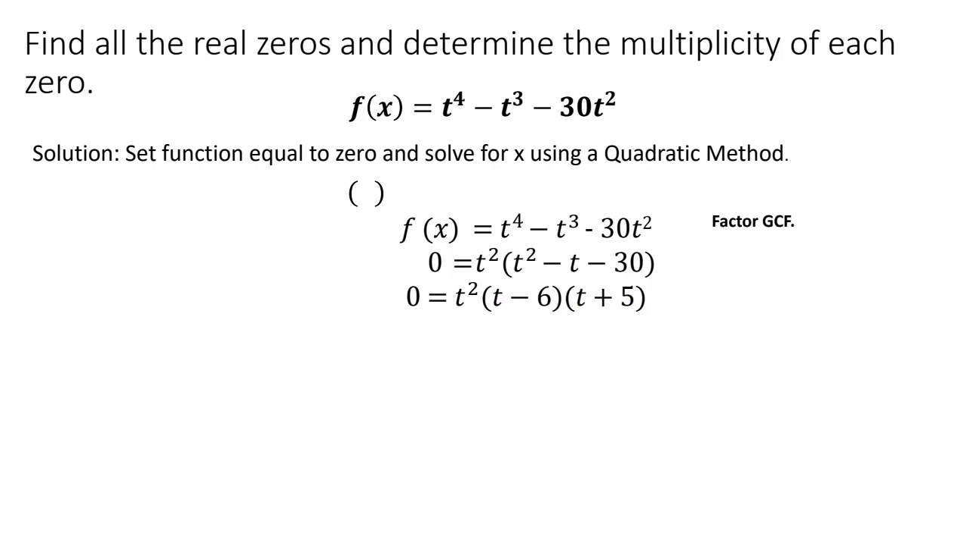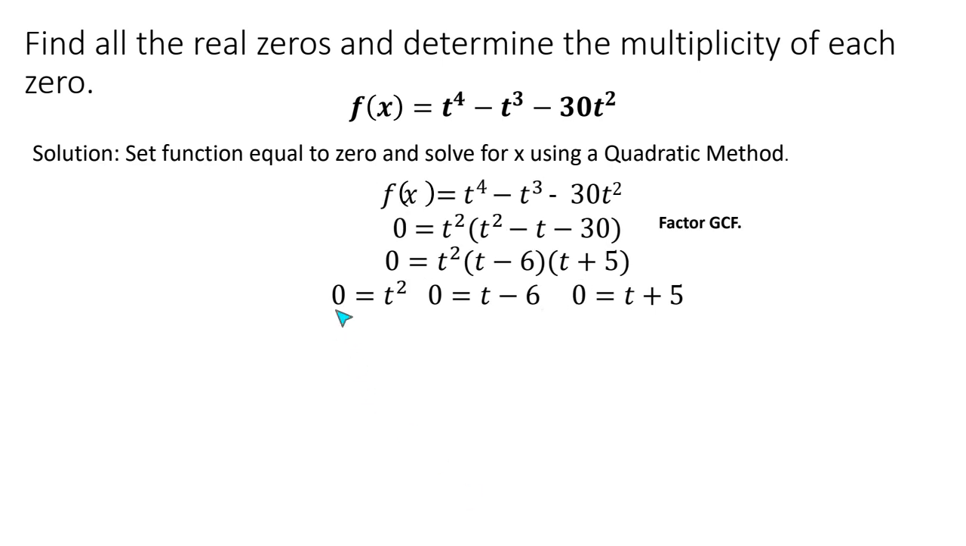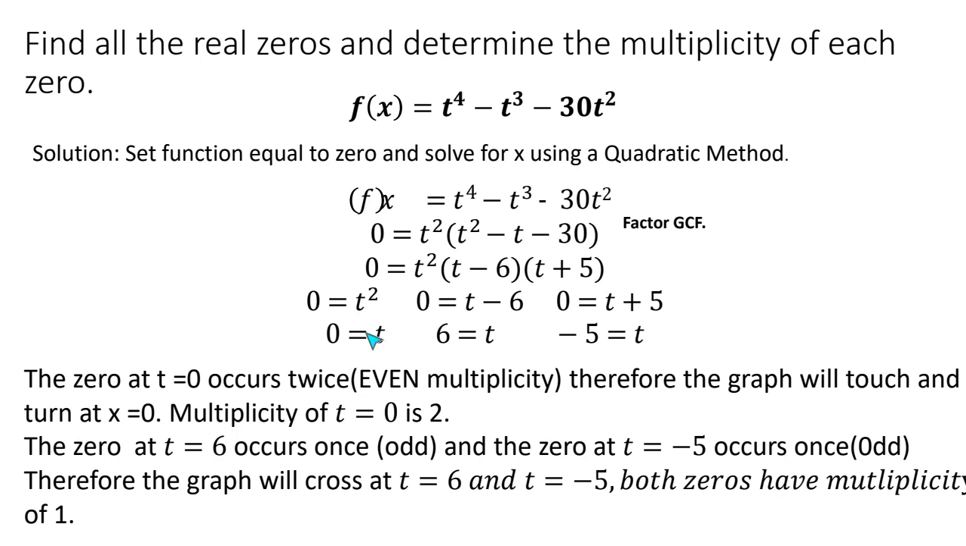Now I can set each factor equal to 0. So 0 is equal to t squared, 0 is equal to t minus 6, and 0 is equal to t plus 5. If I solve for t, on the first one we get t is equal to 0. On the second one, if I add 6 on both sides, I get t is equal to 6. And if I subtract 5, I get t equals -5.